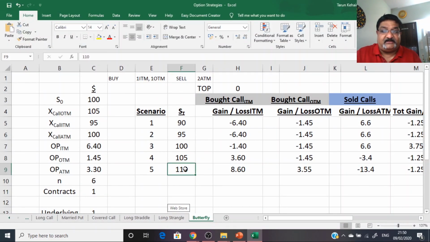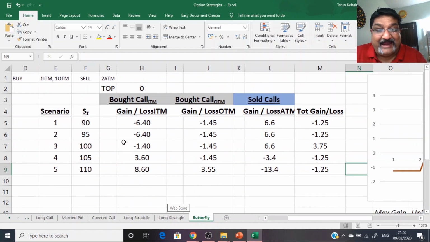Now let's look at 110. What happens at 110? He exercises the option. He has a gain of $10 this time: 110 minus 100, $10 per security, times 2. So that's a total gain of 20. So you owe him $20. He owes you 6.6. Net loss to you is 13.4, right?